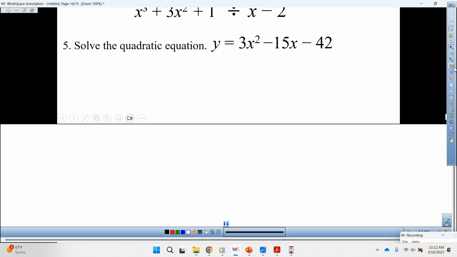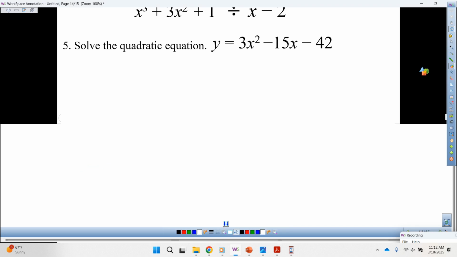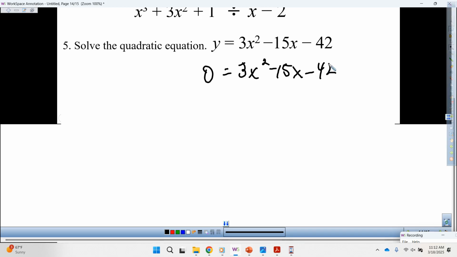All right, here goes. First things first, set it equal to 0. 0 equals 3x squared minus 15x minus 42. Next, is it in standard form? Yes. Is there a GCF that divides all terms? Yes, 3. We're left with x squared minus 5x minus 14 equals 0.